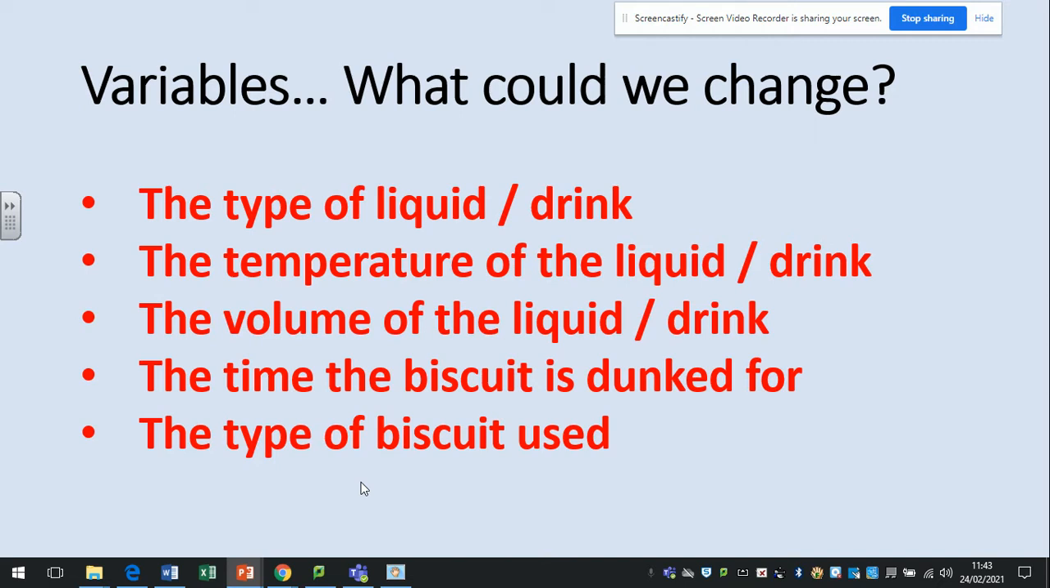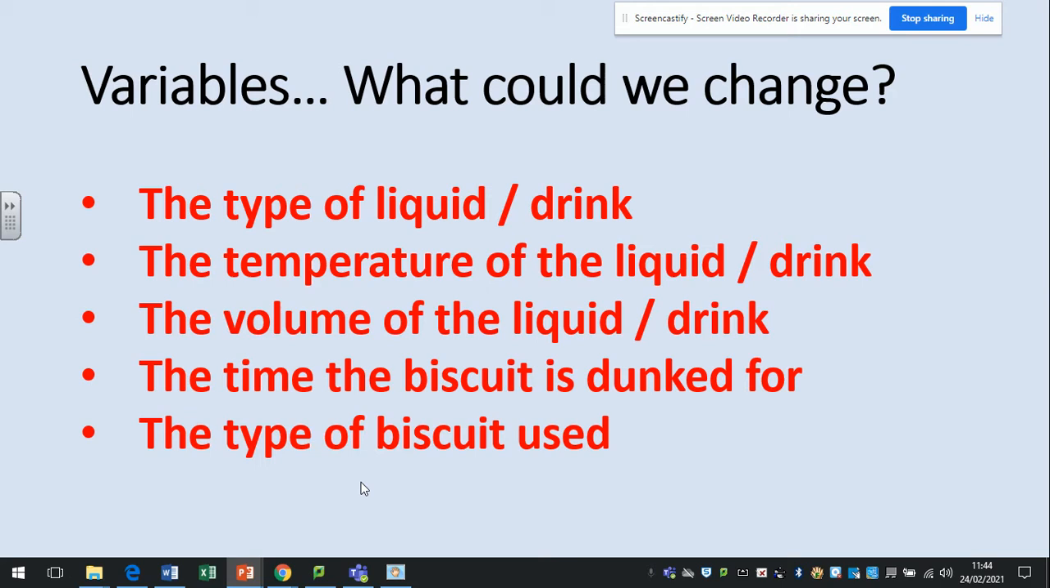Are you drinking a small cup of tea or are you drinking a Mr. Simmons size sort of water butt size cup of tea? How much liquid is there? The time the biscuit's dunked for. Have you left it in there for just a quick dunk, bit of a wet of the biscuit, or have you left it in there for a good 5 minutes and then wondered why it's disappeared? So the time that the biscuit's in there makes a difference.